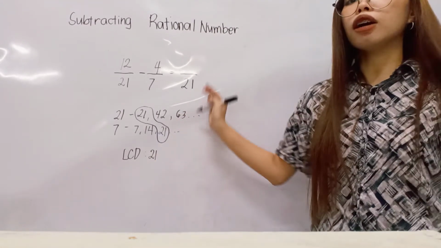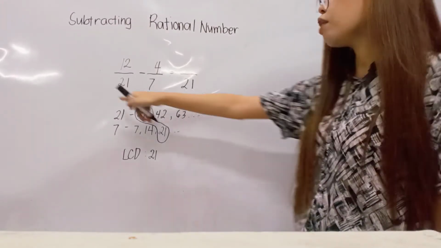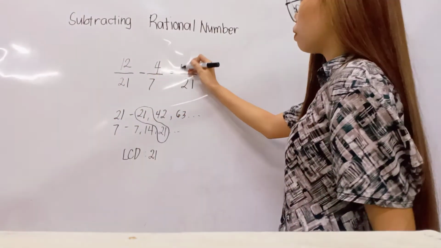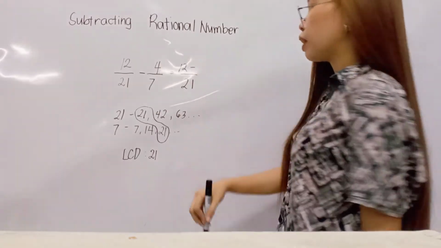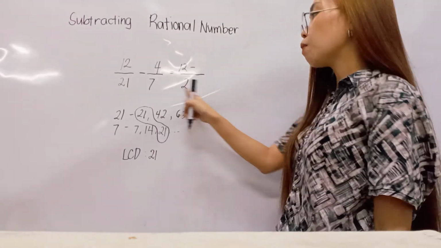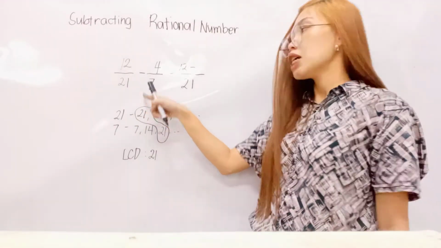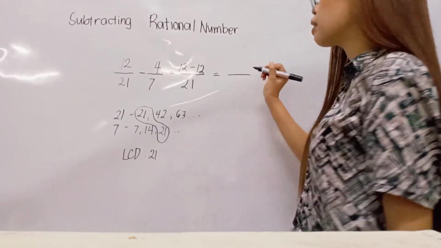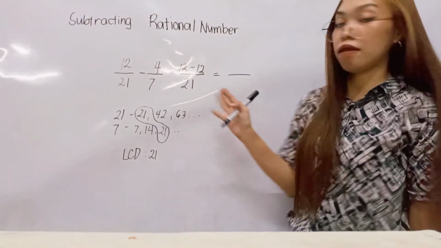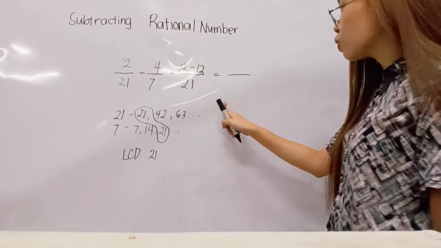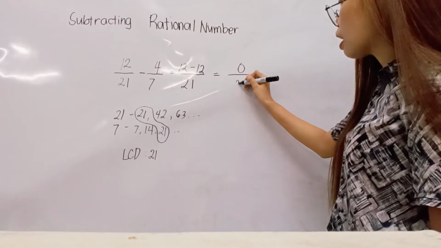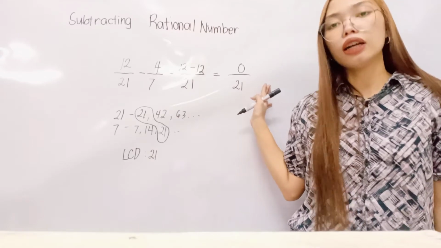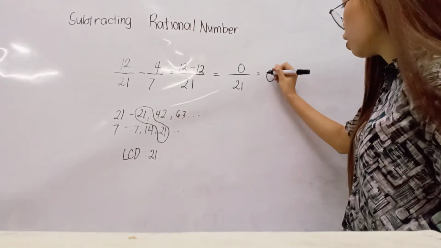Now, we are going to divide 21 by 21, that is 1, times 12, that is 12. And then copy the operation. Minus 21 divided by 7, that is 3, times 4, that is 12. Okay? So now, let's subtract 12 minus 12. So 12 minus 12 is 0. And then copy the denominator. So if you have this answer 0 over 21, technically, this is equal to 0. Okay, your answer will be 0.